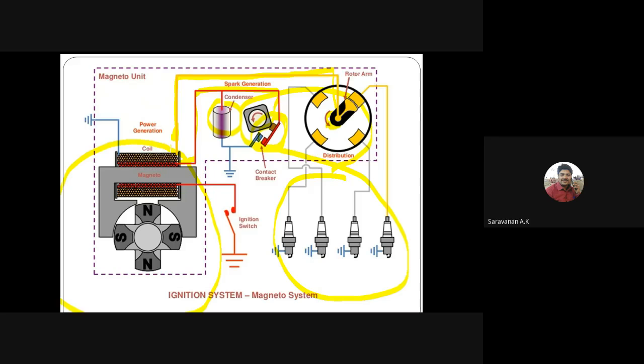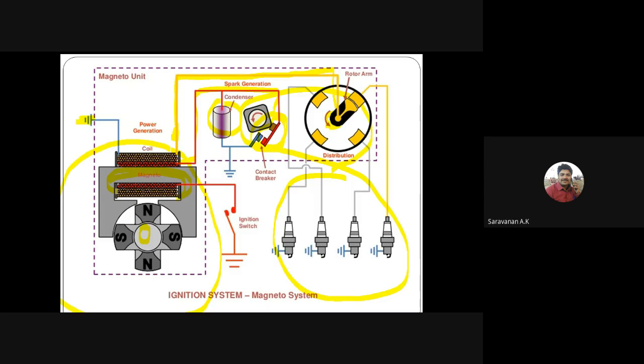So when the magneto unit, one end is connected to the ground, right? It is a small generator, right? A magneto unit is a small generator. So when the magnet rotates, when the magneto unit rotates, or a magnet is stable and the coil unit rotates, right?